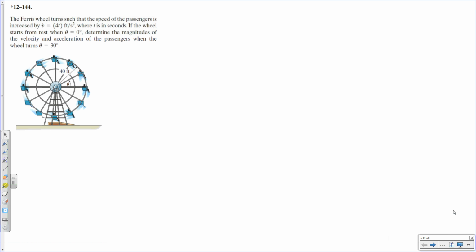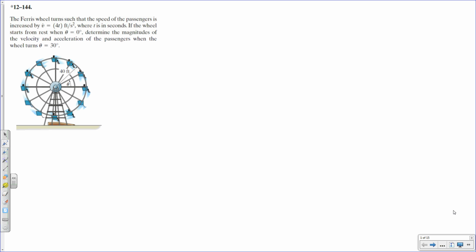All right, let's take a look at this problem. This is 12-144, Hibbler's 13th edition. The Ferris wheel turns such that the speed of the passengers is increased by v dot equals 4t feet per second squared, where t is in seconds. If the wheel starts from rest when theta is equal to 0 degrees, determine the magnitude of the velocity and acceleration of the passengers when the wheel turns theta equal to 30 degrees.